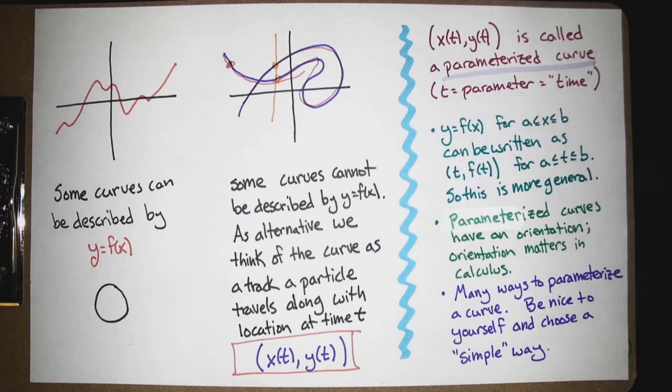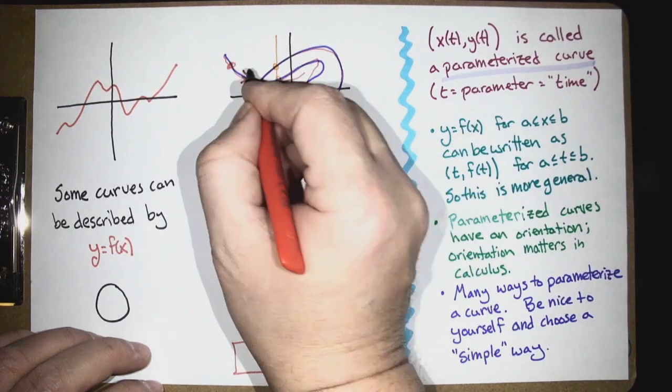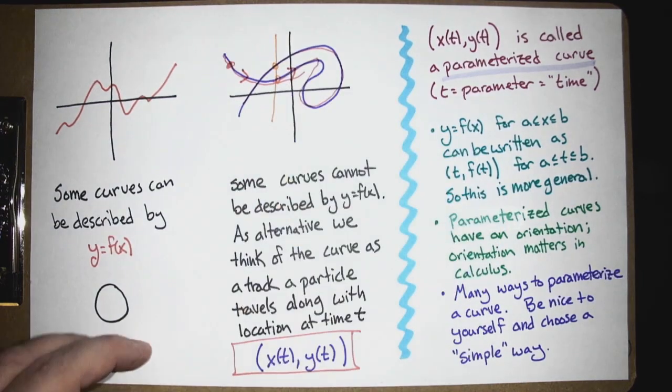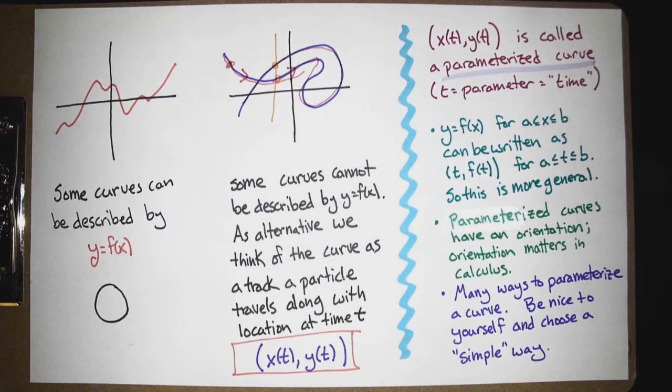Now, one thing to note, and we're going to take advantage of this next time, is parameterized curves have orientation. So think of that particle moving. It's not only that the particle moves along this track, it moves along that track in a certain direction. So there's often an arrow built in. And calculus is built off of orientation, so that's not bad.